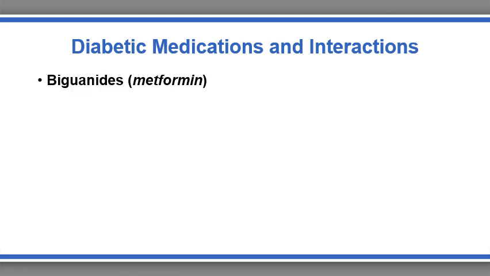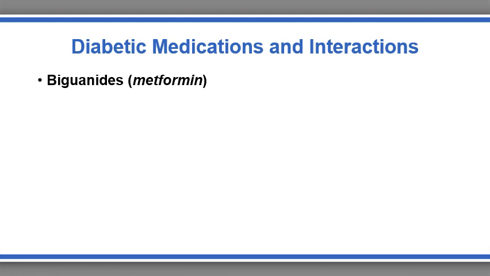Now, a very common first-line medication is the biguanides. Metformin is a very common medication. It's generally well tolerated. With all of these, I'm also going to direct you to look at the common side effects. There are common, mild side effects that you'll see with a lot of these.